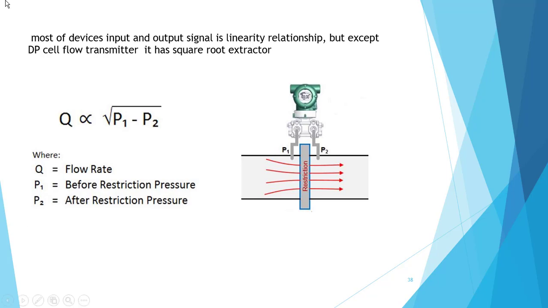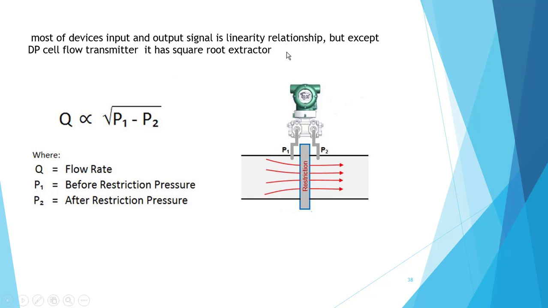Most devices have a linear relationship between input and output signal, except the DP-cell flow transmitter. It is a flow transmitter, a differential pressure flow transmitter. It is not linear. It needs a square root extraction. In the classical analog device, a differential pressure transmitter has a square root extractor.